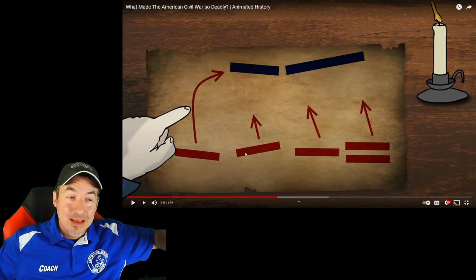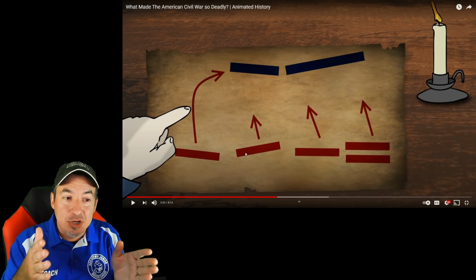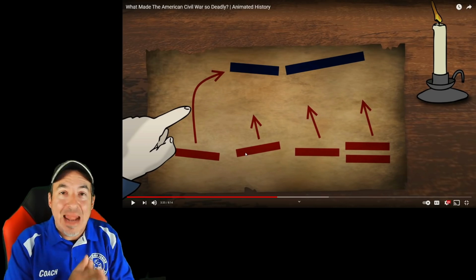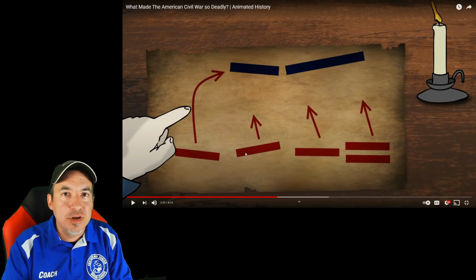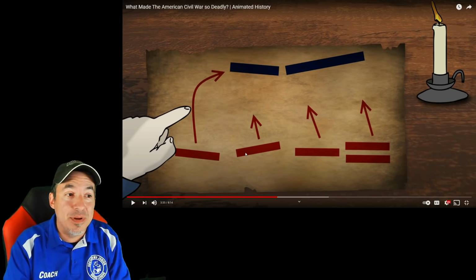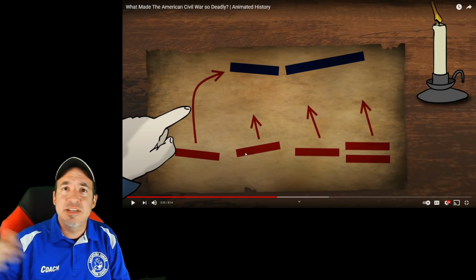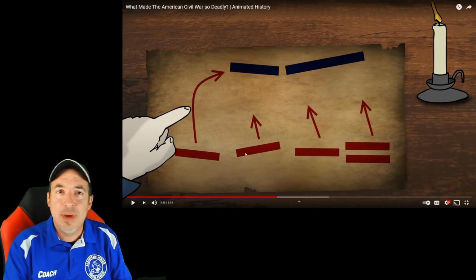But now with the introduction of rifles and minie balls and much more accurate weapons, instead of being accurate 50, 75, 100 yards, now you're accurate at 200 or 300 yards, sometimes longer depending on the weapon. And you just wreak havoc. That's why you have so many units suffering 50, 60, 70% casualties in a given battle.